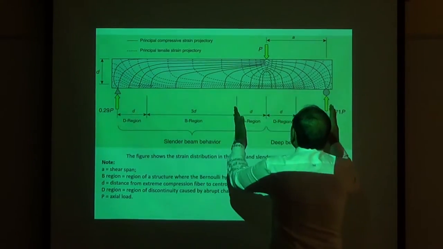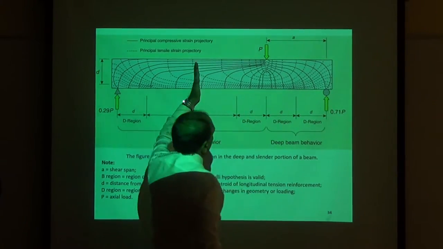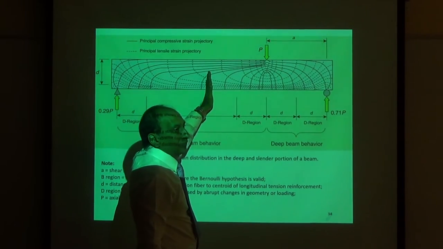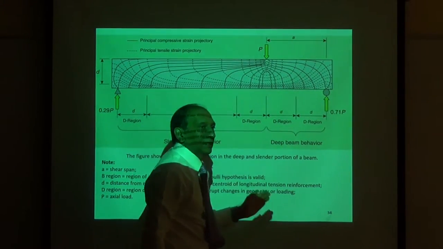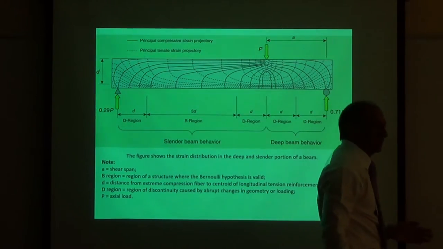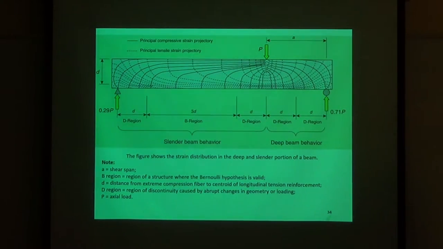So if the beam is smaller, let's say the support was only here, there will be no B region left at all. And this whole beam must be designed by another method and not by the conventional method. Let's look at this again.